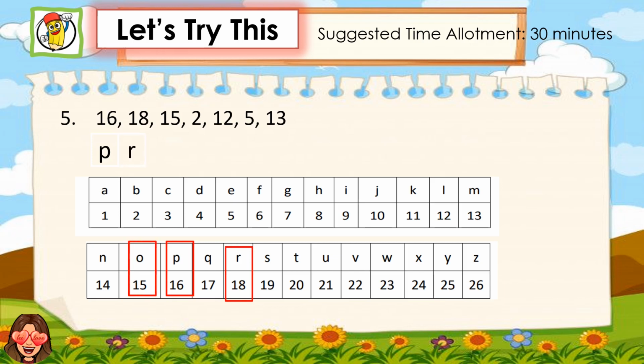And next we have number 15. That's letter O. And for number 2, we have letter B. How about for number 12? We have letter L. Very good. How about for number 5? We have letter E. And for number 13, that's letter M. If we form a word, the word is problem.